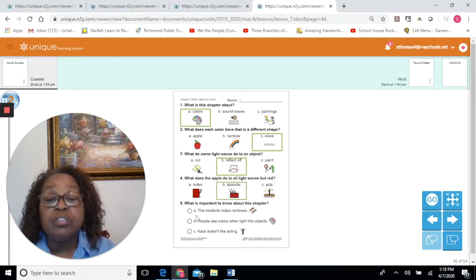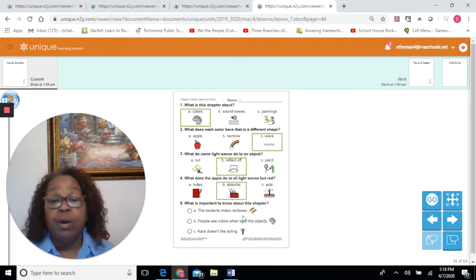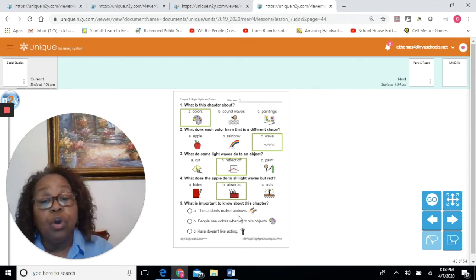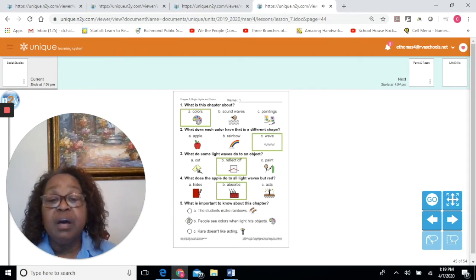The students make rainbows. No, no, no. There was nothing in this story about students making rainbows. So we know we're able to slash this also. The best possible answer: people see colors when light hits objects. That's what's important to remember about this chapter. Very nice. You did a very good job.